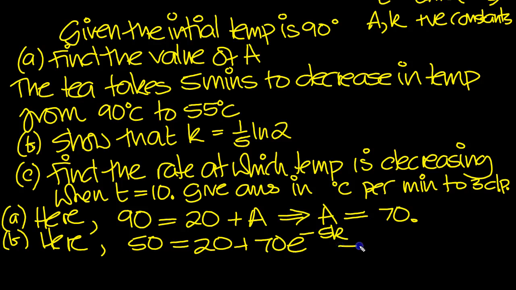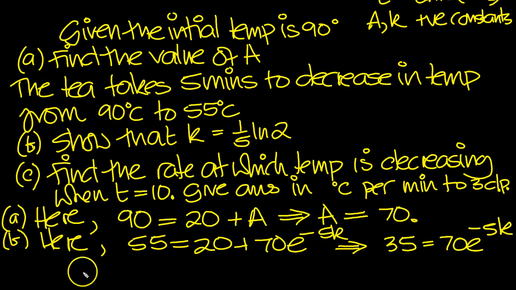Here we can move the 20 across. It's 55 degrees, which is a bit of a mistake there, so let's put that in. So this is 35, a tiny little error there. Let's change that quickly. So 55 minus 20 is 35, is equal to 70 e to the minus 5k. Move the 70 from times to divide. 35 over 70 is a half. Tap it in the calculator if you need to. So a half is equal to e to the minus 5k.